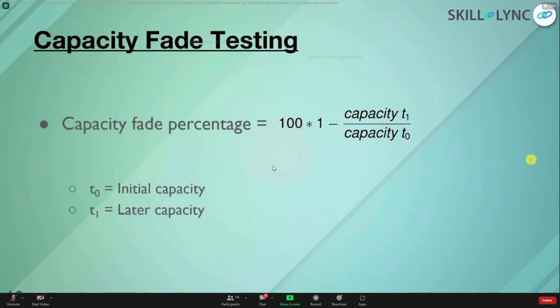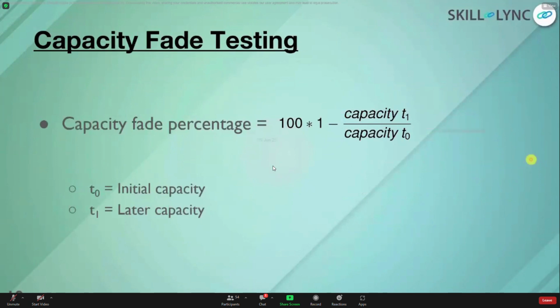In the capacity fade test, it's a simple test. What exactly are we trying to understand here? We are trying to understand how much capacity has faded along with the life cycle and the discharge rate. How are we going to do that? It's simple: 1 minus capacity T1 divided by capacity T0, times 100. We get the capacity fade in percentage. Here T0 is the initial capacity of the battery pack, and T1 is the final capacity of the battery pack, or the later capacity when we finish the test.